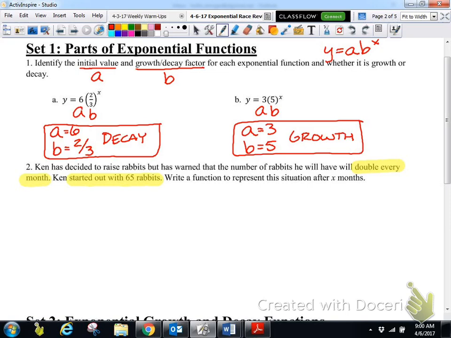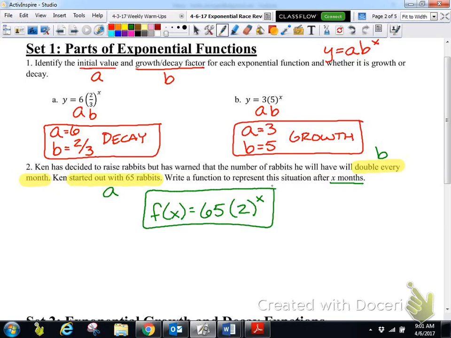Now it's asking us to write a function that represents the situation after x months. So we know that this x has to come into play. All right, so we're going to start off with f of x equals, I'm going to start with my initial value, which in this case was my 65 rabbits because it says I started with it. And it doubles every month, so that's my b. Now, if we think doubles, we should be thinking times 2. So I'm just going to multiply that by 2 and raise it to the x power. There's my equation.